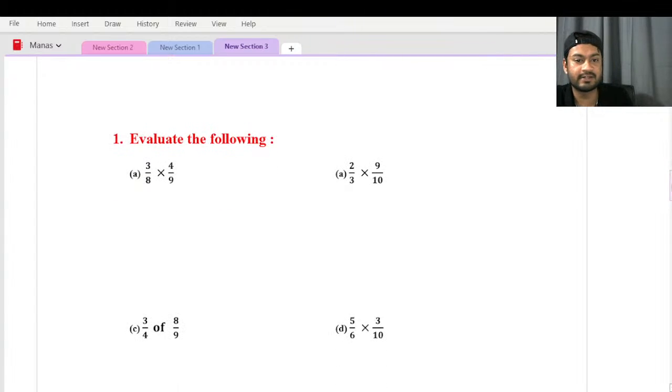The first question is to evaluate the following. Now what you need to do is, if they are cutting, you can cut. I can cut 4 times 1 and 4 times 2 is 8, and 3 times 1 and 3 times 3 is 9. So 1 and 1 can be multiplied. So 1 by 3 times 2 is 6, so it is 1 by 6.